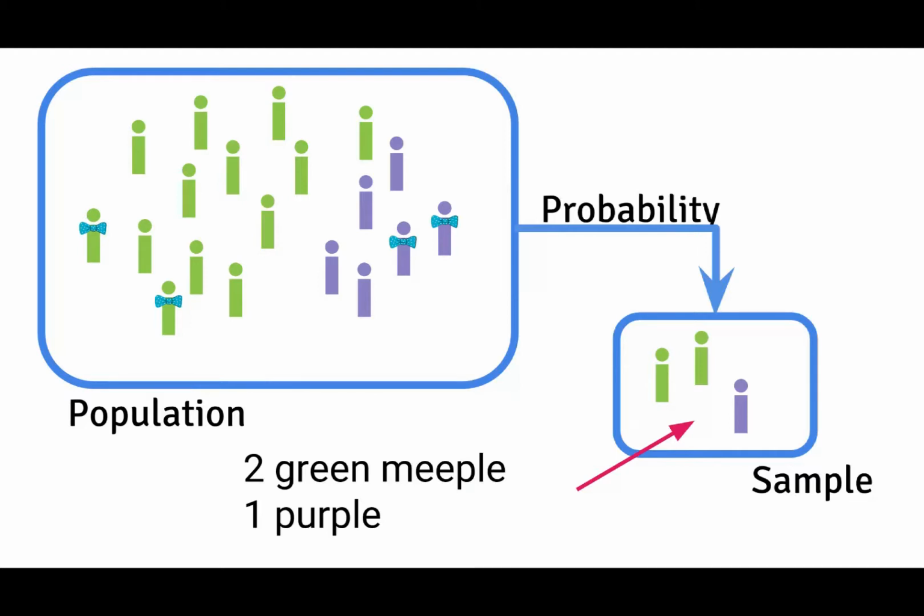So when you look at that, you can say there's a description of this sample that has just those 2 numbers, 2 green and 1 purple. It doesn't necessarily tell you what's going on in the population. It just says this is what we observed in the sample.